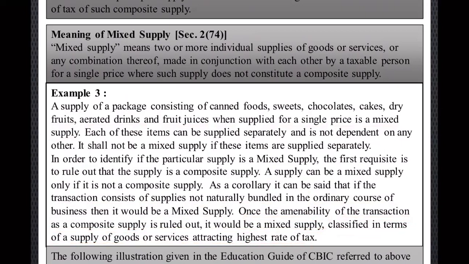So among all these items, canned food, sweets, chocolates, cakes, dry fruits, aerated water, and fruit juices, these are all goods only. So among these, whatever will be the highest rate, whatever item carries the highest rate, that rate will be applied to the whole pack.